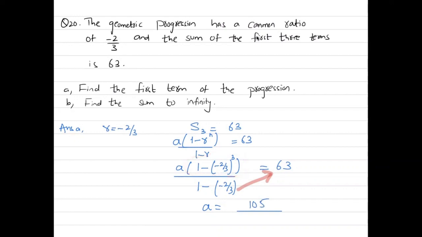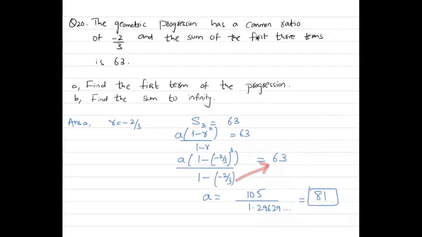-2/3 to the power of 3 plus 1. Okay, that's some value around 1.296. 105 divided by that answer. If I divide this, I get the exact value as 81. If I use the stored value in the calculator and divide 105 with this, I get a as 81. Okay, so the first term is 81.